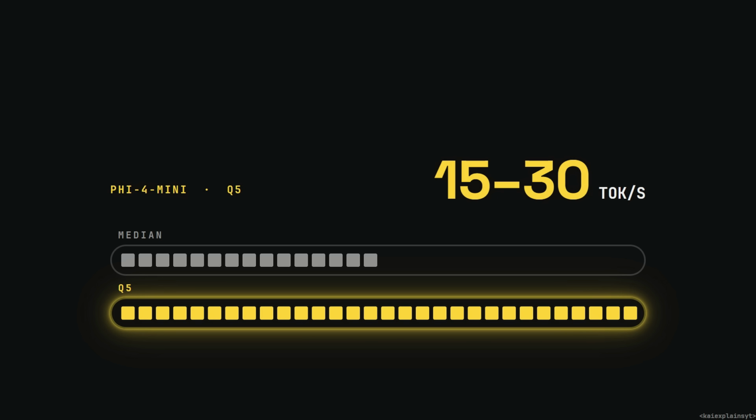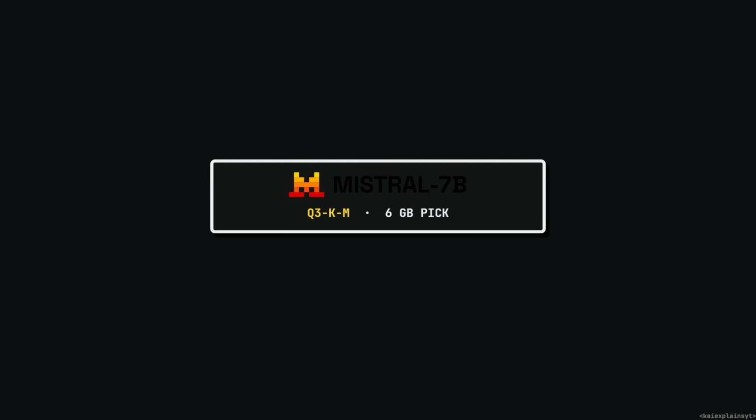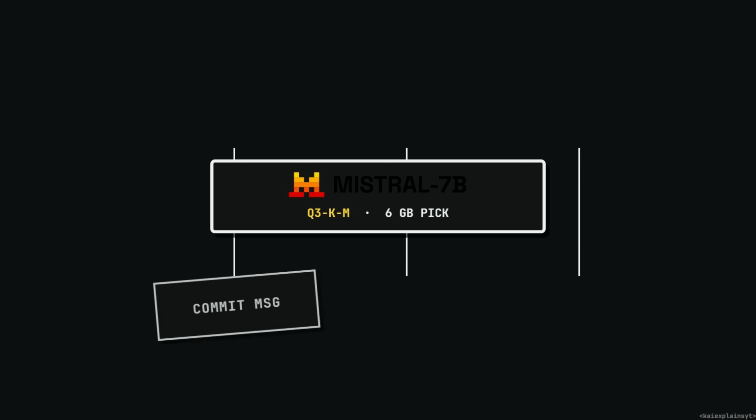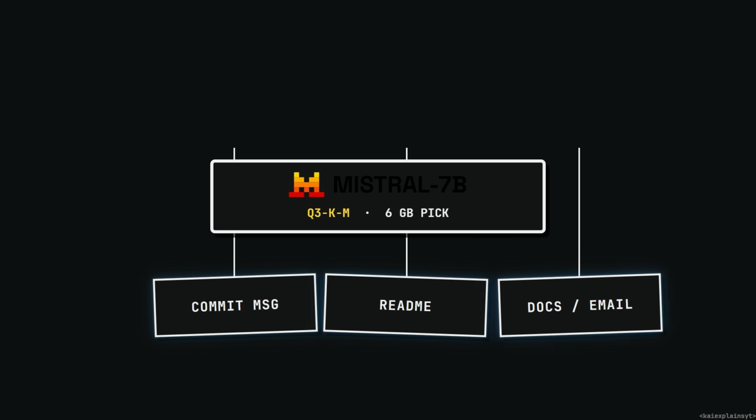If you want to reach up, go with Mistral 7B at Q3_K_M. Mistral shines at 6 GB specifically for writing commit messages, readme files, documentation, drafting emails. The outputs at this size are clean, and they follow instructions well. For that specific job, it's one of the better 6 GB picks. But keep in mind, you're fitting a full 7B model at a compressed quantization, so the quality loss going from Q4 down to Q3 is noticeable.